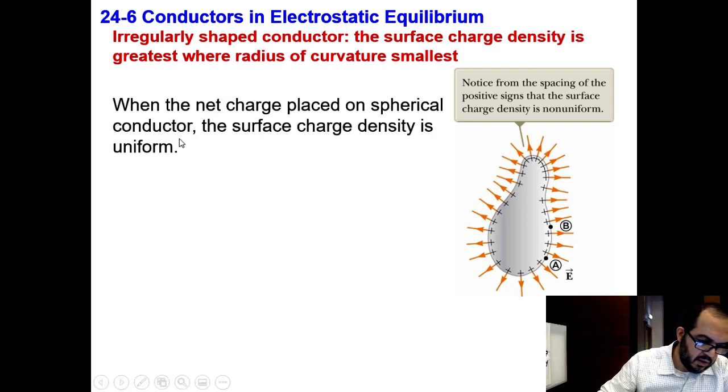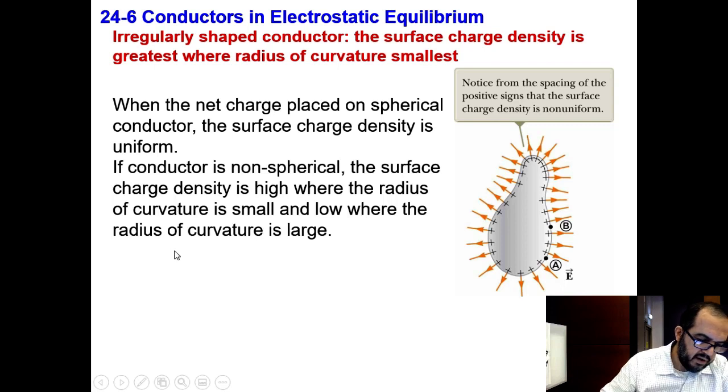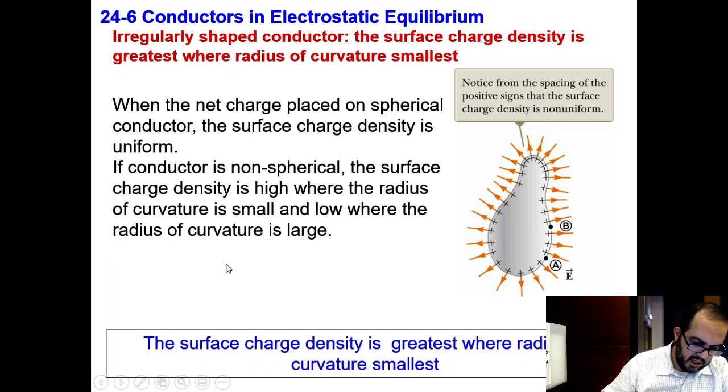Okay, so this is what we're saying here. When net charge is placed on a spherical conductor, the surface charge density is uniform. However, if the conductor is not spherical, the surface charge density is high where the radius of curvature is small, and low where the radius of curvature is large. This is another observation that we can extract from the previous example that we have done.